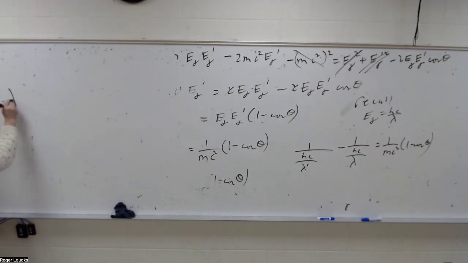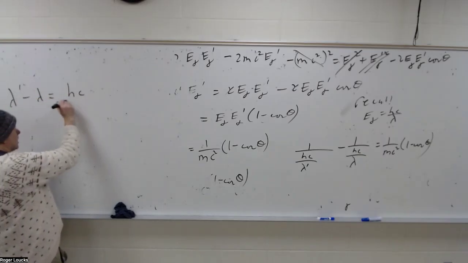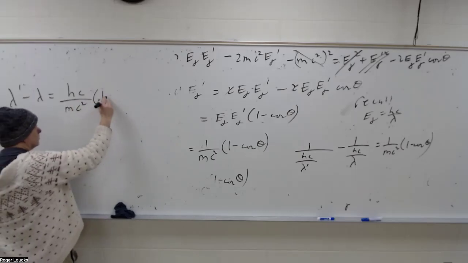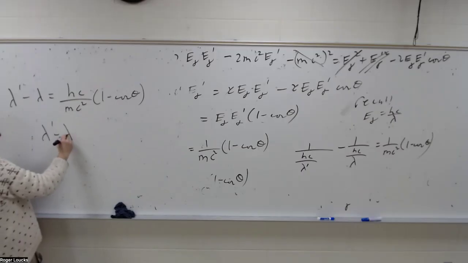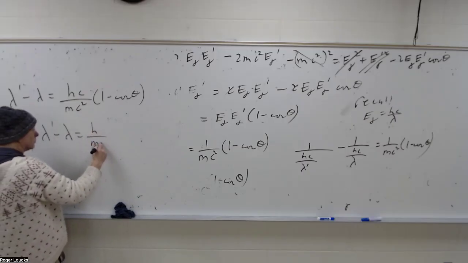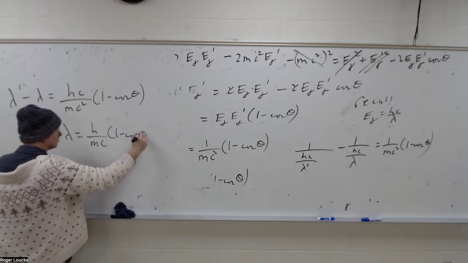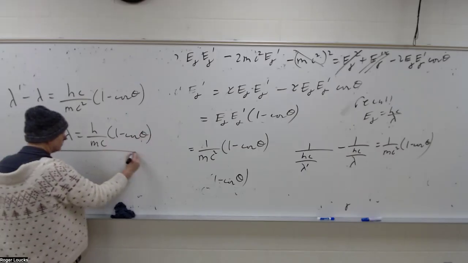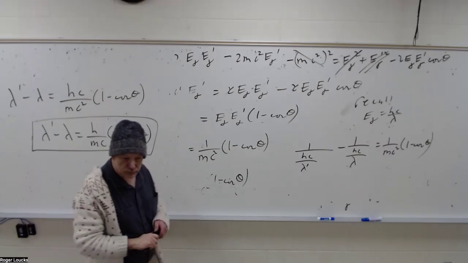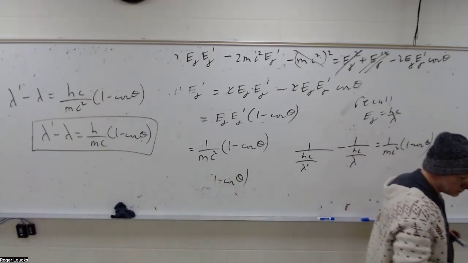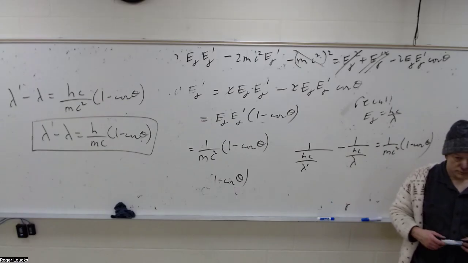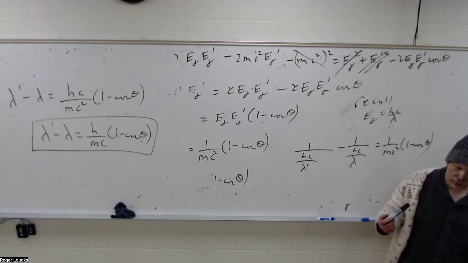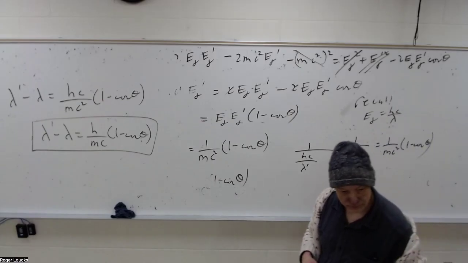So this gives me lambda prime minus lambda. I take the hc to the other side because it goes to the top. When the c's go out, boom. Pretty slick. Not hard, just a lot of algebra.